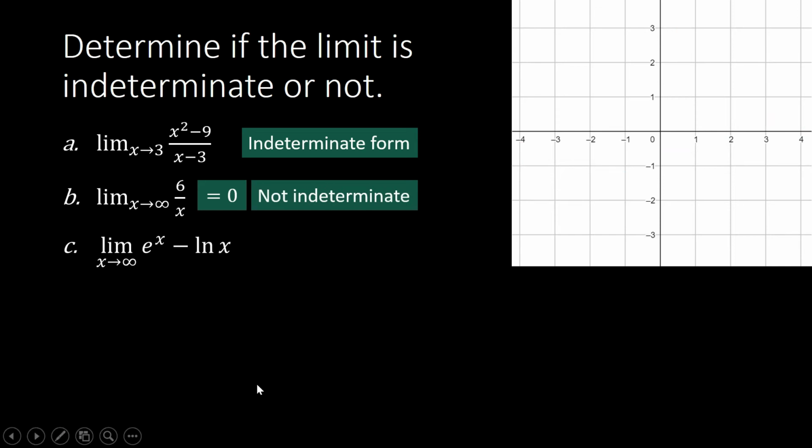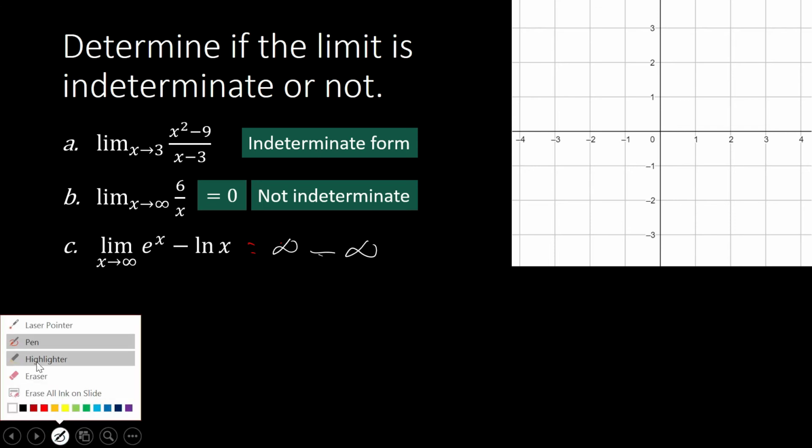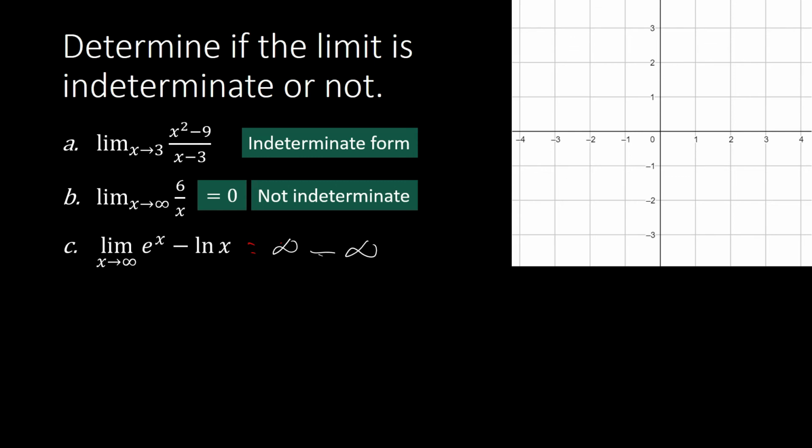The limit of e to the x minus ln of x as x approaches infinity. So e to the x as x approaches infinity is infinity. And ln of x as x approaches infinity is also infinity. Again, you can make an intuitive idea about what their limits are if you were to look at their graphs. And by now, given that you are senior high school, STEM, and into basic calculus, you should be able to see right away the graph of this function.